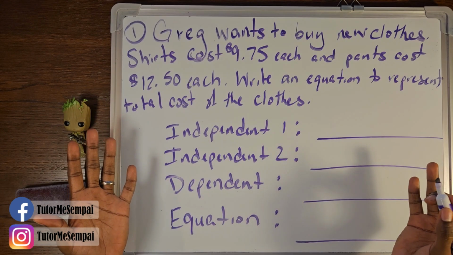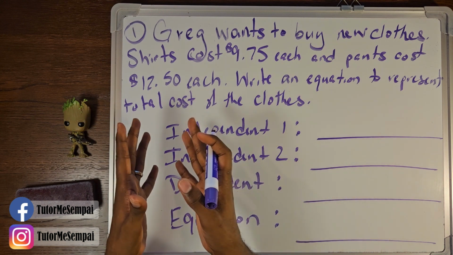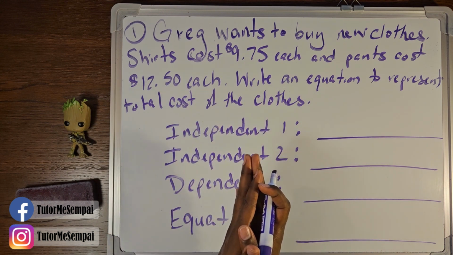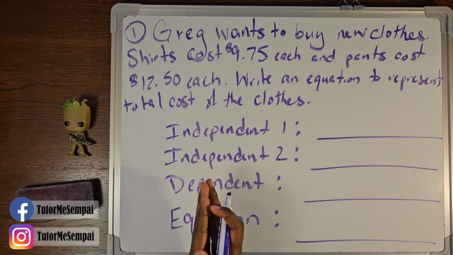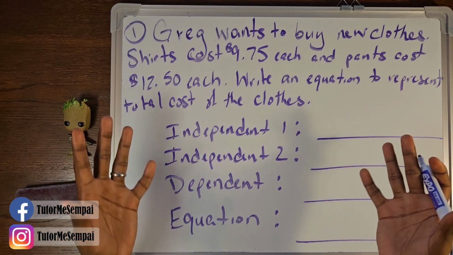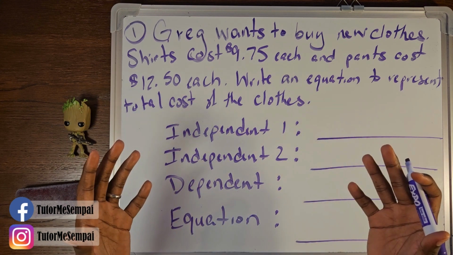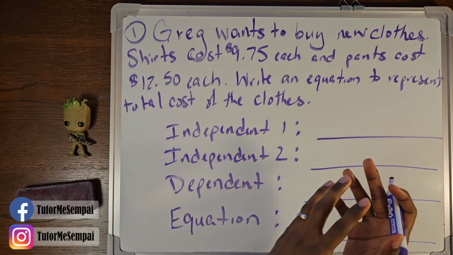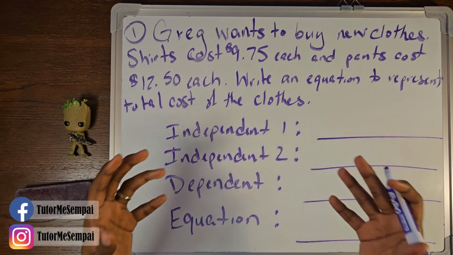So in our example for today, we have Greg who wants to buy some clothes. And we know that shirts are going to cost $9.75 each, and pants are going to cost $12.50 each. And we want to write an equation to represent the total cost of the clothes. Greg wants to buy a certain amount of shirts and a certain amount of pants. So let's write an equation that shows how much that's going to cost him.